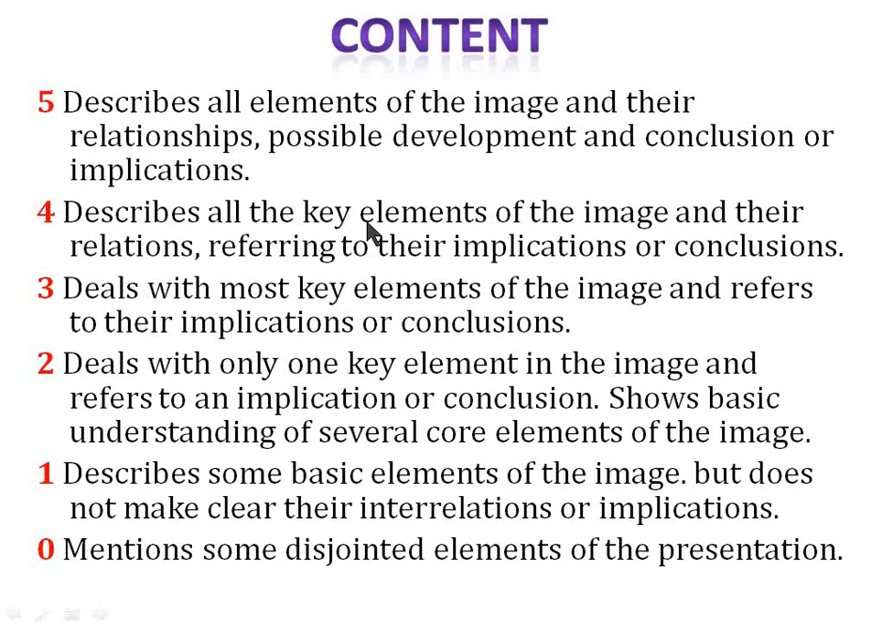It doesn't mean that the person should describe all the elements, all the things, and all the variables given in the graph. In each and every graph, there are 1 to 2 important factors, or sometimes 2 to 3 important factors, which are known as key elements. So when we read that 5 marks are given if the person describes all the key elements, it means all the important points of the graph.